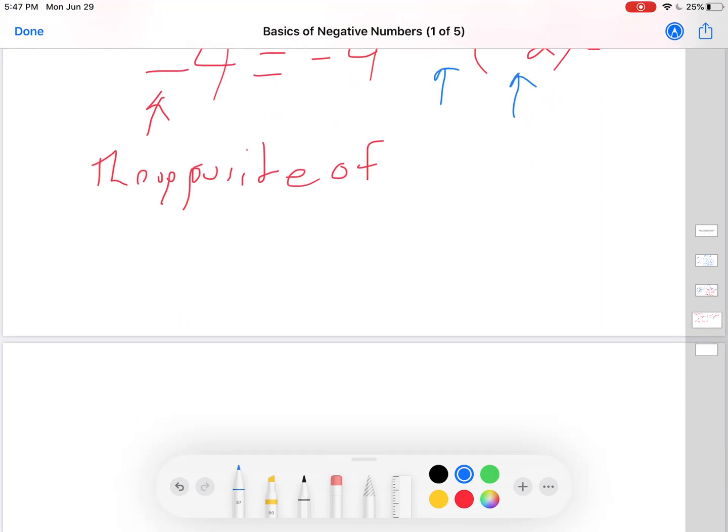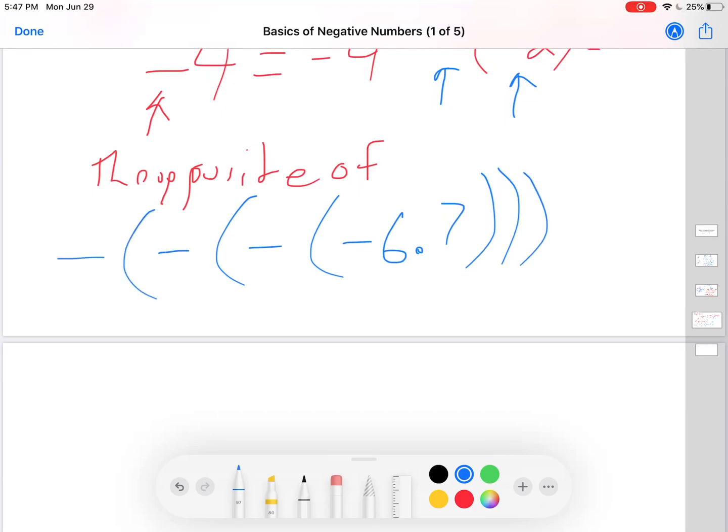Try one. I'm going to start off with 6.7. I'm going to do the opposite, and do the opposite of that. And remember, the parentheses don't do anything. It's this symbol here. I'm going to do the opposite of that, and I'm going to do the opposite of that. Think for a moment. What's going to be the value of this? Obviously, it's going to be either 6.7 or negative 6.7. You choose right now. I'll give you a few seconds.